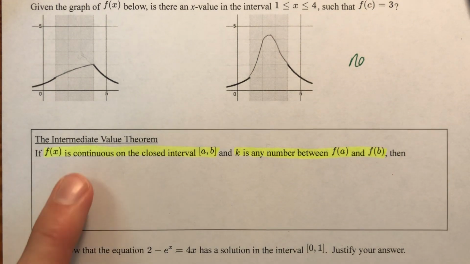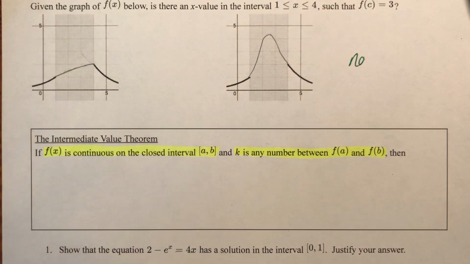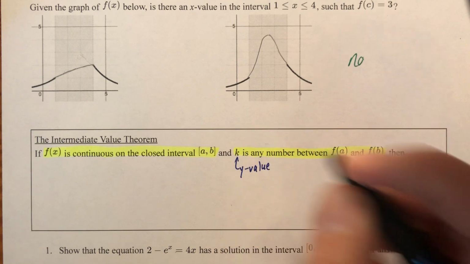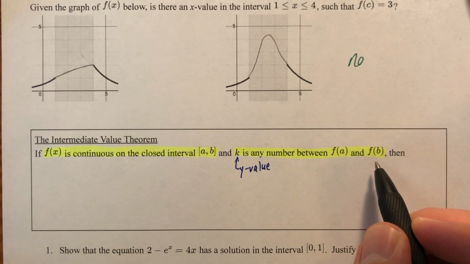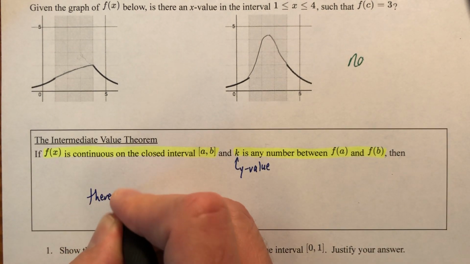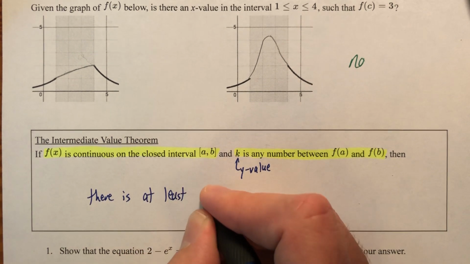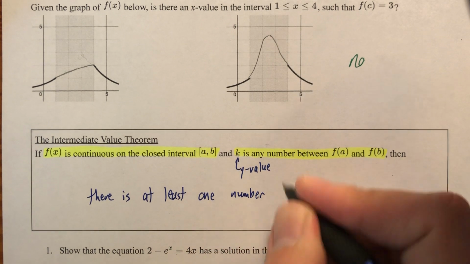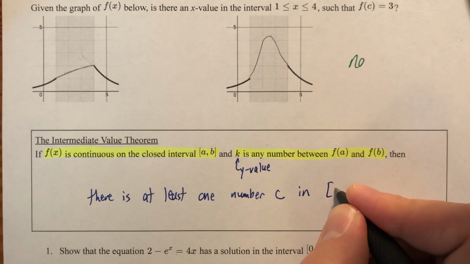If I know the function is continuous, and whatever y value I'm looking for, and I think that's worth noting, this is a y value, is between the 2 y values defined by the interval, then there is at least one number c in the interval from a to b.